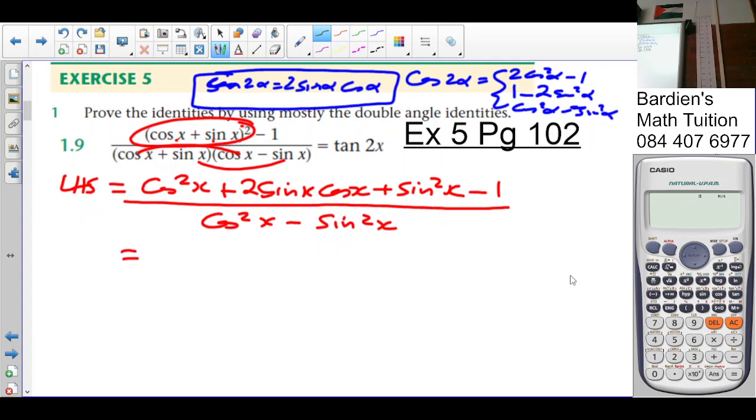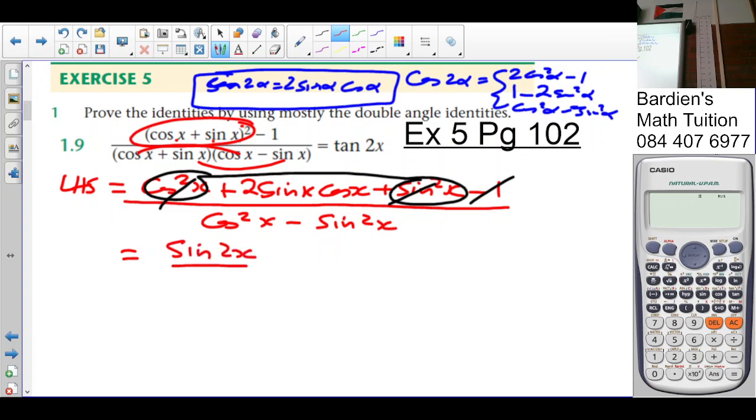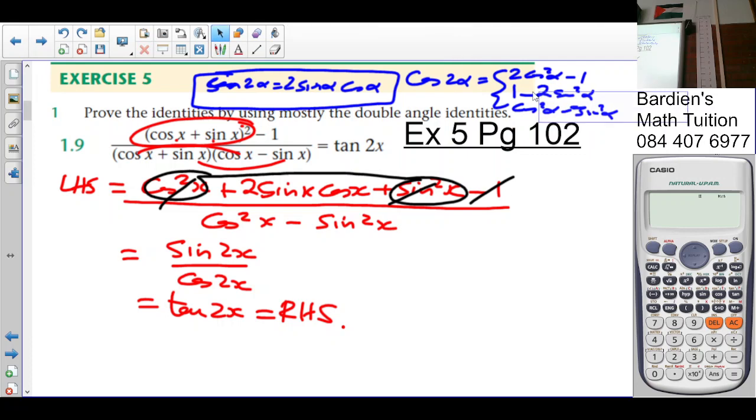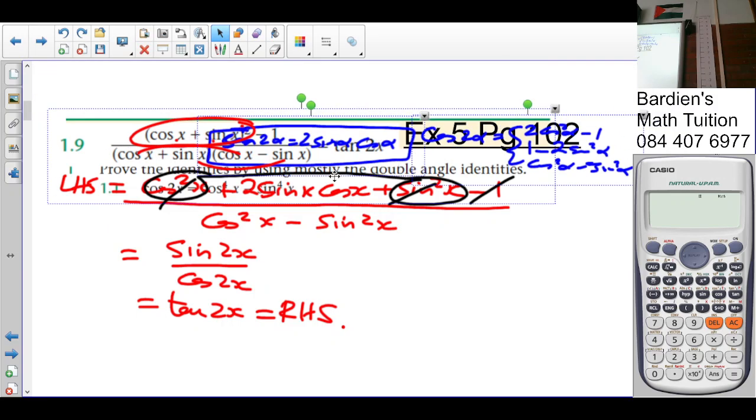People, what is cos squared x plus sine squared x equal to? It is equal to 1. So that will cancel with minus 1, not so? So 2 sine x cos x can be written as what? Sine 2x over cos squared x minus sine squared x, which is cos 2x, which is tan 2x. So in this case, we didn't have to work with the right hand side. Any questions here?